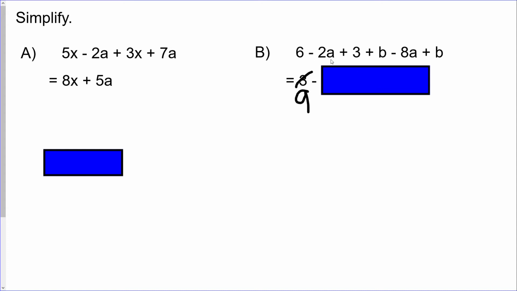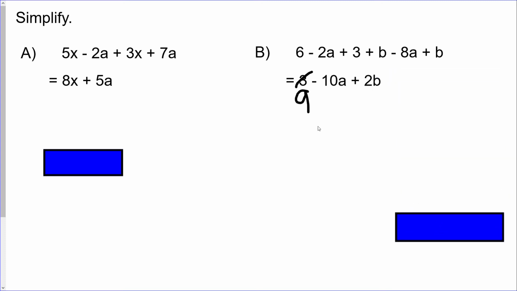So negative 2a minus 8a means minus 10a. Hey, three cheers for Mr. Shirley. We got that one. And then the last one, positive b plus 2b. Okay, so 9 minus 10a plus 2b. And then since these are all unlike terms now, we can't simplify that anymore.